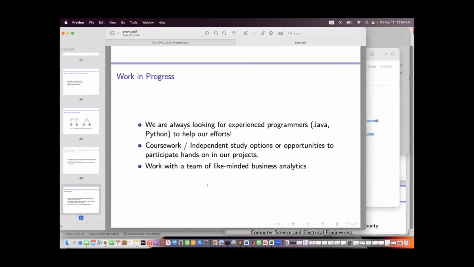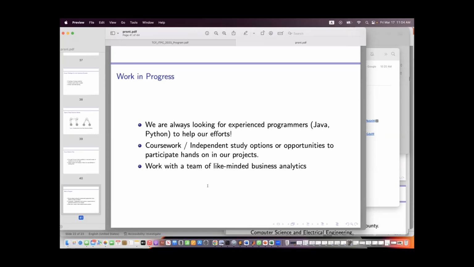We are always looking for experienced programmers who are either Java or Python. Most of our code is in Java. We still use Java for deep learning, and we are very happy with it. We also love Python very much. Lots of coursework, because we have lots of projects for students to do independent studies on a topic of interest.